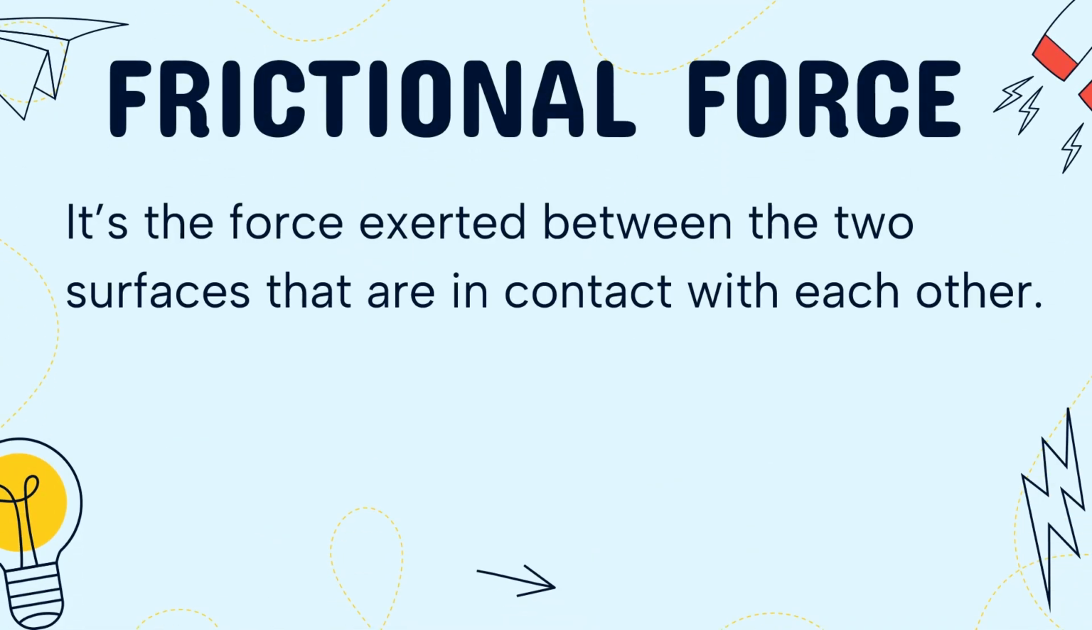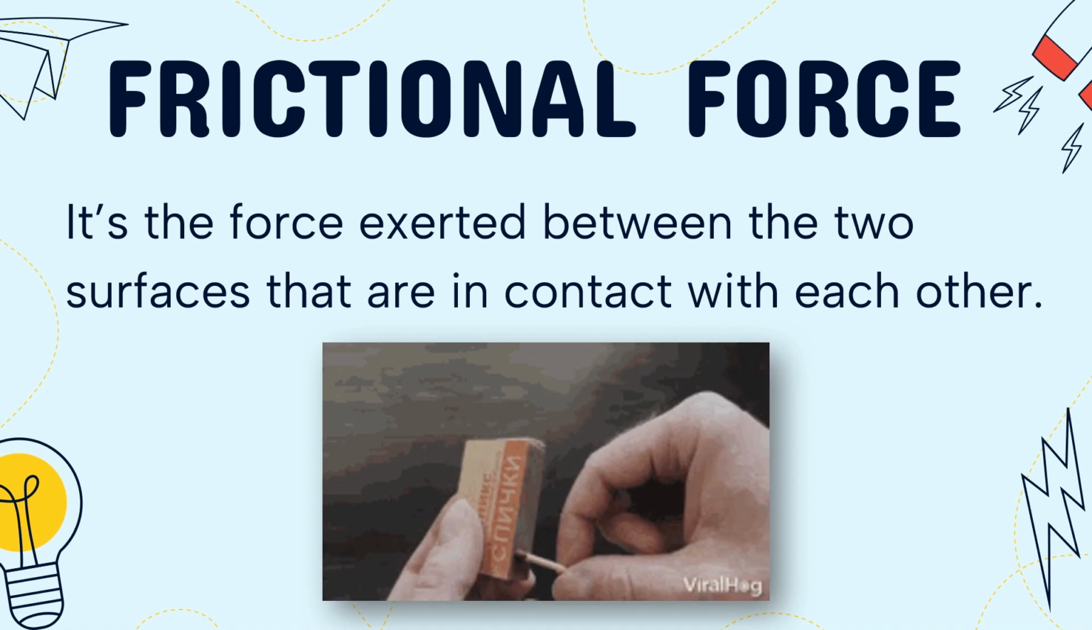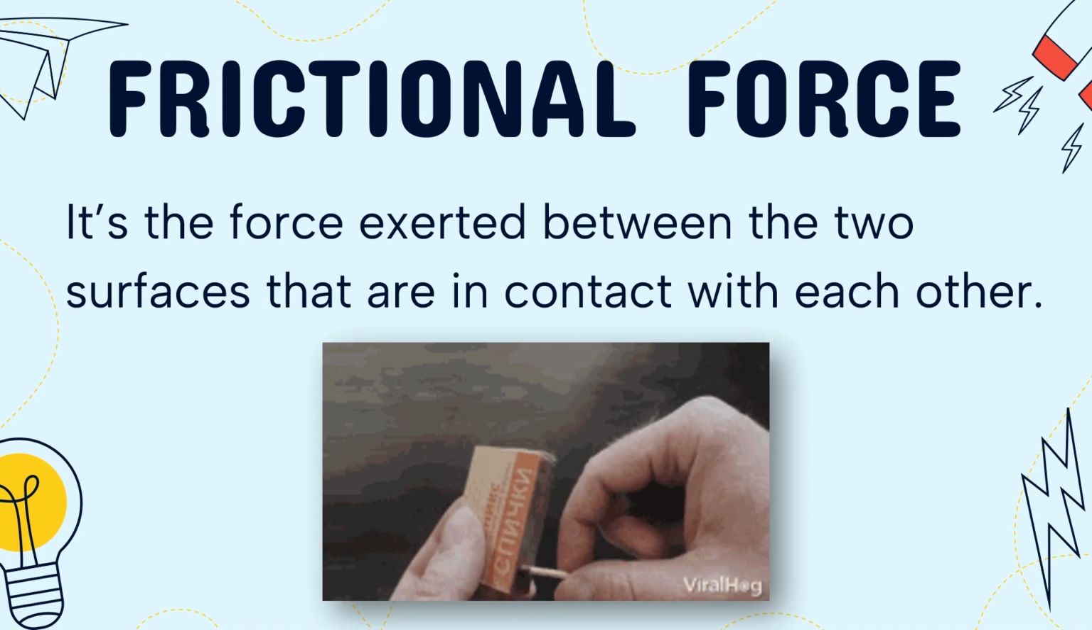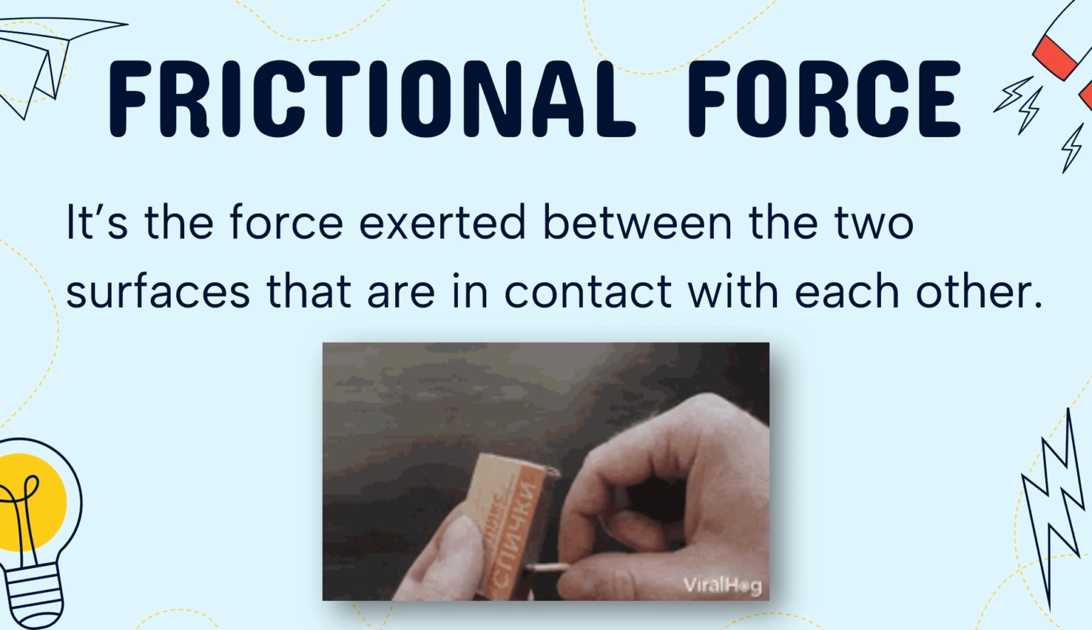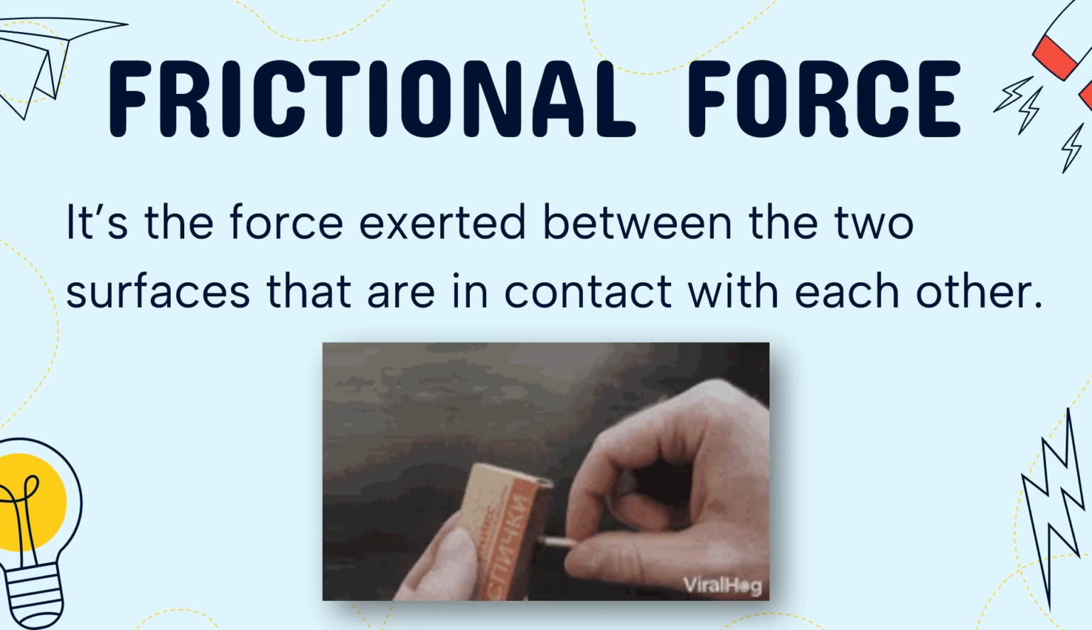Next is frictional force. What is frictional force? It is a force generated by two surfaces that are in contact and slide against each other. Let us take the example of this matchstick. When we rub a matchstick against the rough surface of the matchbox, the matchstick catches fire due to friction between the matchbox and the matchstick. If the surface of the matchbox is smooth, then the matchstick will not catch fire due to less friction.